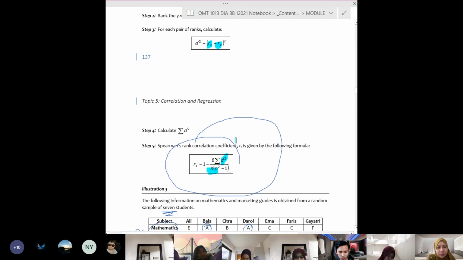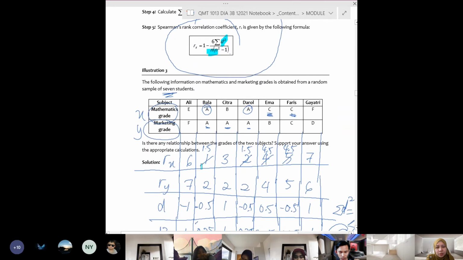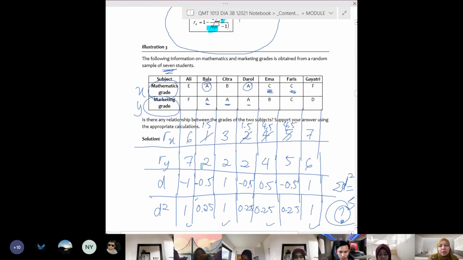Okay, so how do we do this? I want you to see the example that we have over here. If we are talking about mathematics grade and marketing grade, when we are talking about the grade, we can actually rank the grade. We can know which one would be a better rank, which one would be a lesser rank. Right? Grade.